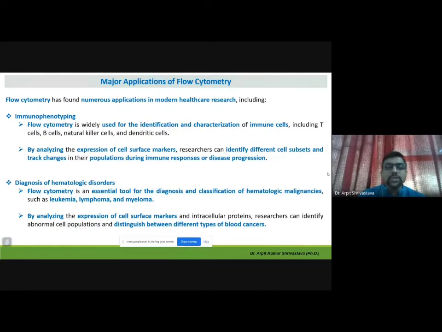The second one is diagnosis of hematological disorders, specifically cancers. Flow cytometry is an essential tool for diagnosing and classifying hematological malignancies, such as leukemia, lymphoma, and myeloma. And why is it important? By analyzing the expression of cell surface markers, researchers can identify abnormalities, and they can distinguish between the different types of blood cancers, that is, what type of blood cancer is present in a particular patient. So what kind of medication can we provide for them? It is very important to diagnose early. If it is diagnosed early, it can be treated better.